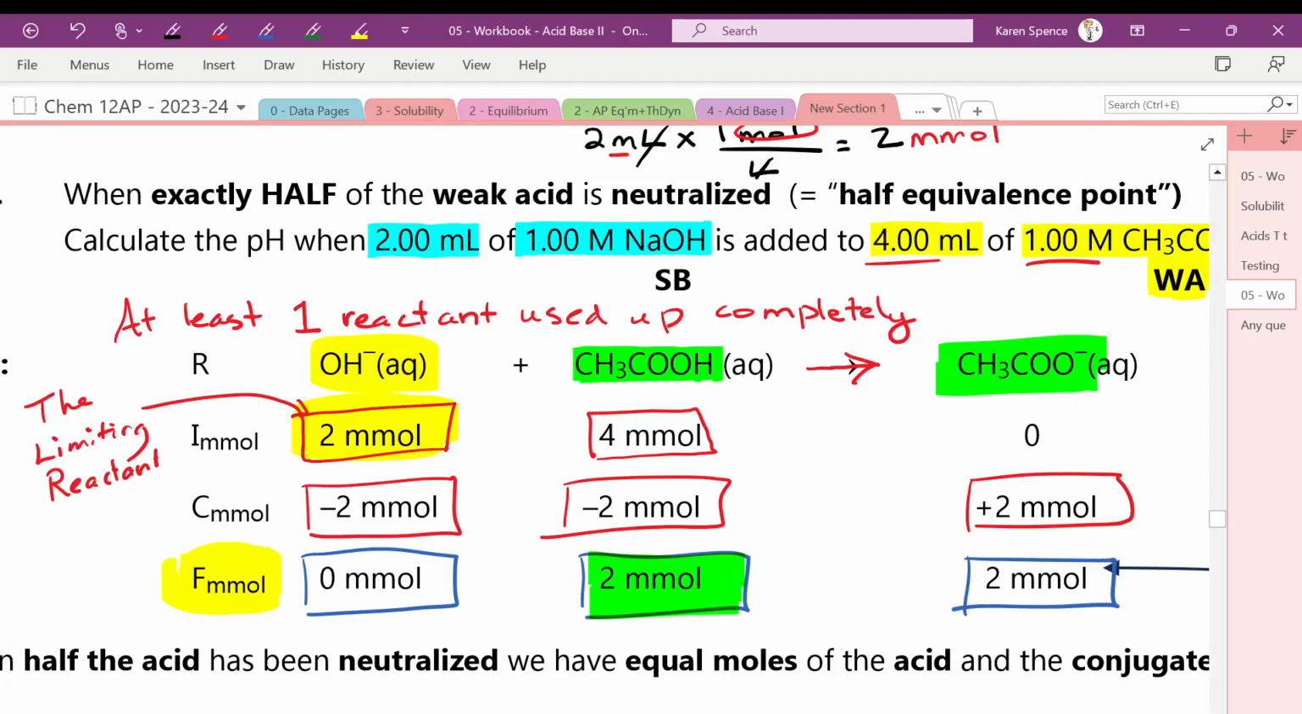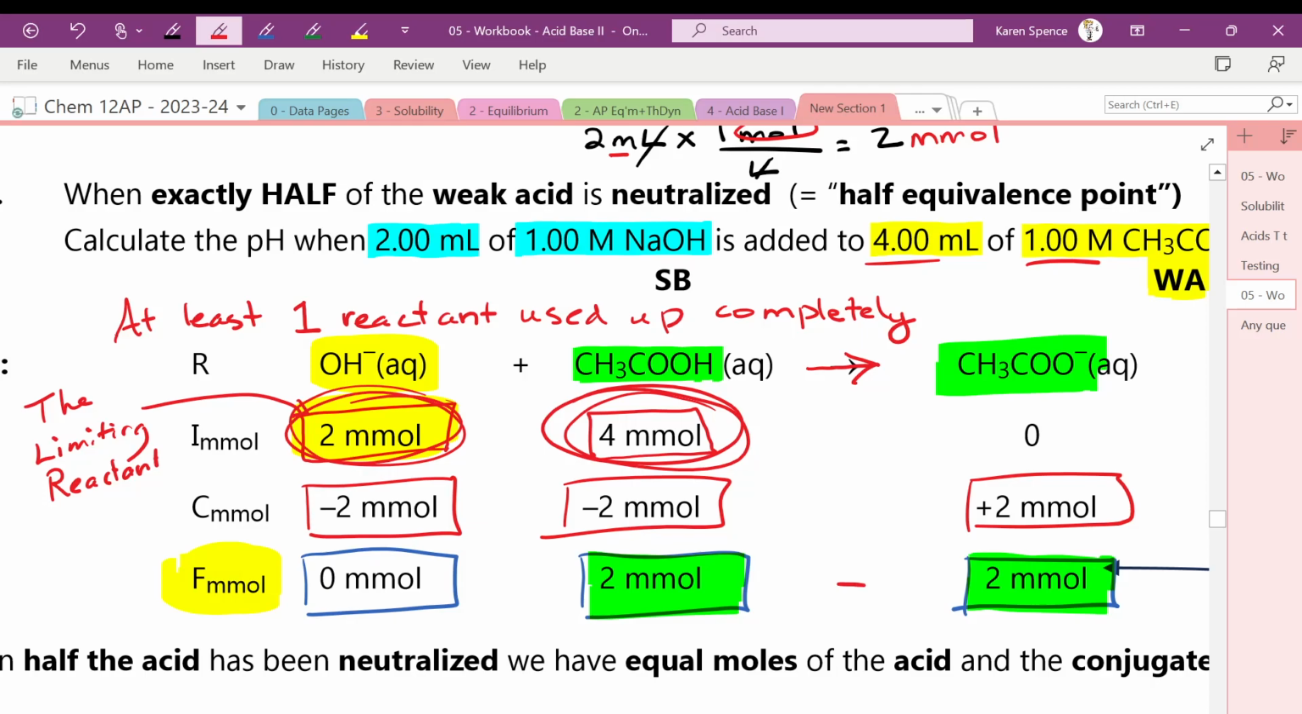Okay. So now we have CH3COO minus, and we have 2 millimoles there. What do you notice about those two? They are equal, and that's because we had exactly half. 2 millimoles is exactly half of 4 millimoles. So the base is half the amount of acid, so it neutralizes half the acid. Half of the acid is unreacted, half of the acid has turned into its conjugate base, okay?